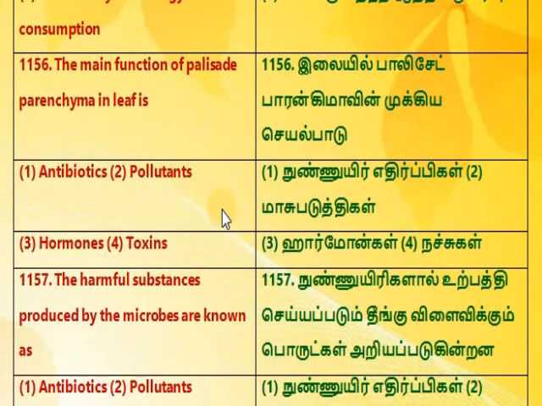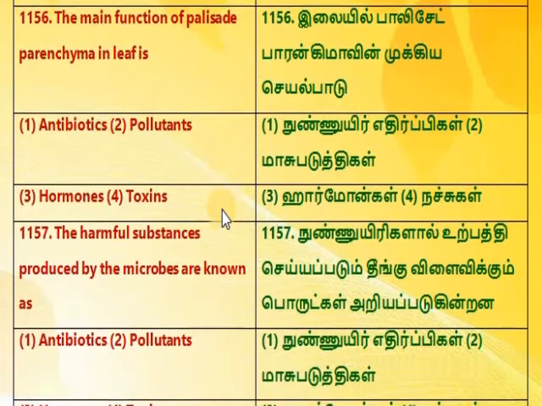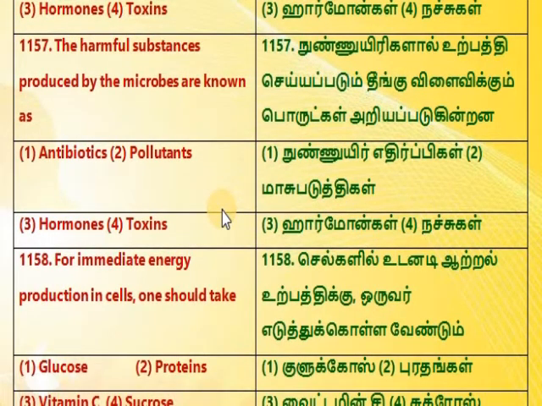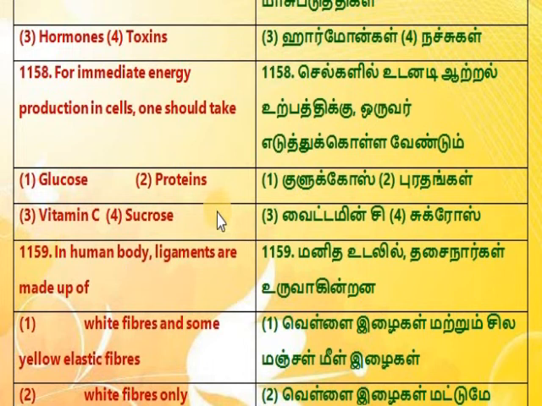1156 The main function of palisade parenchyma in leaf is 1. Antibiotics, 2. Pollutants, 3. Hormones, 4. Toxins. 1157 The harmful substances produced by the microbes are known as 1. Antibiotics, 2. Pollutants, 3. Hormones, 4. Toxins. 1158 For immediate energy production in cells, one should take 1. Glucose, 2. Proteins, 3. Vitamin C, 4. Sucrose.